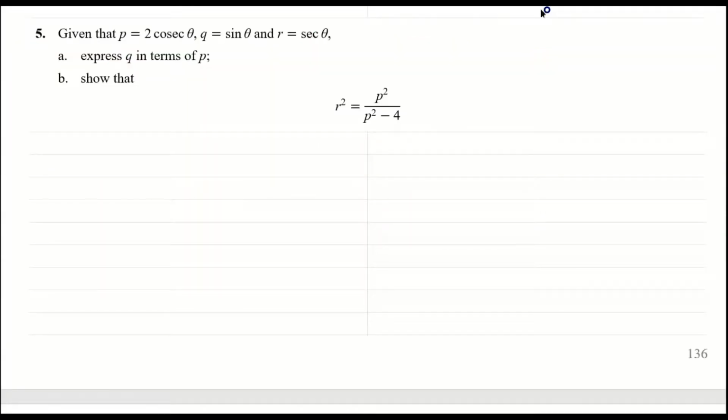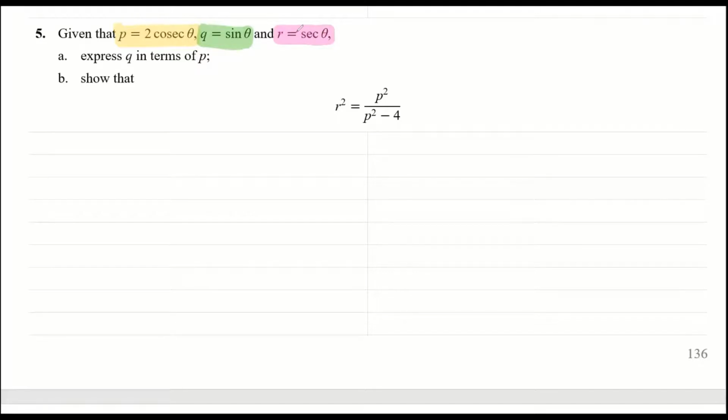So example 5, we have an expression that we have to verify as r squared in part B. And then we also have to express q in terms of p for part A. Now, we've been given a few pieces of information here, so we would expect to use all this. So we're told that p is equal to, notice it's not identical to, but it's equal to cosec theta, okay? Q is equal to sine theta, okay? And r is equal to sec theta. Right, so we've got 3 pieces of information.